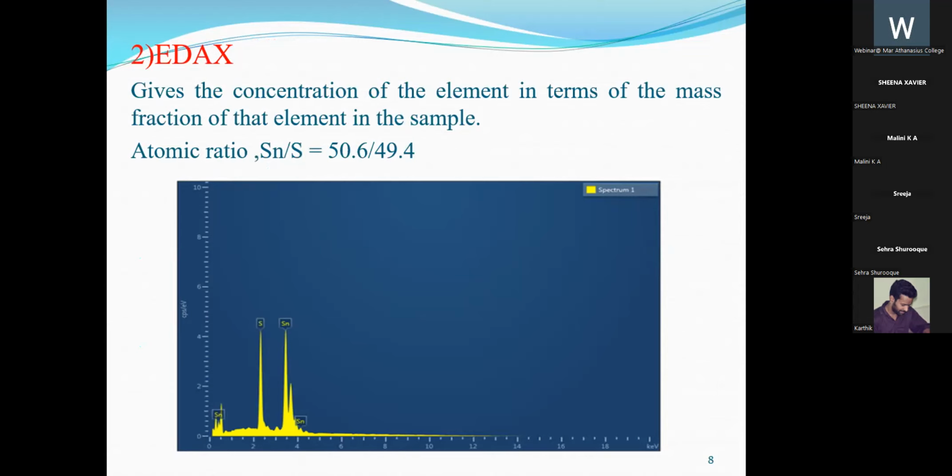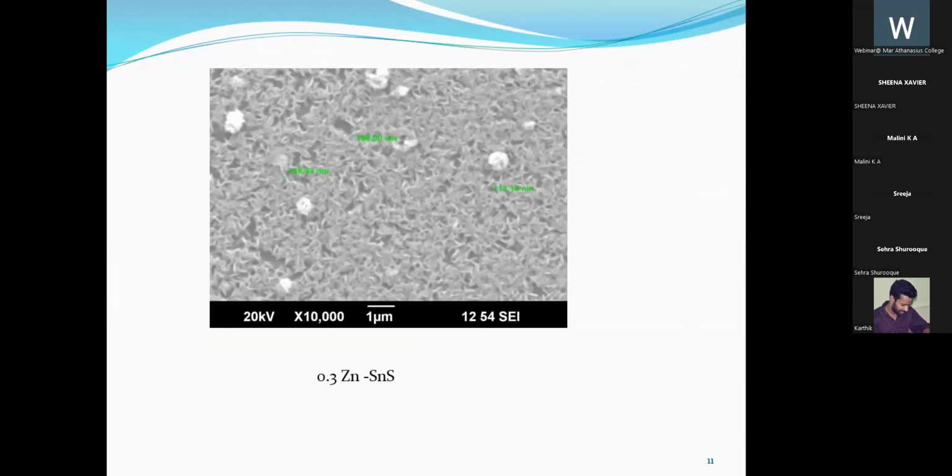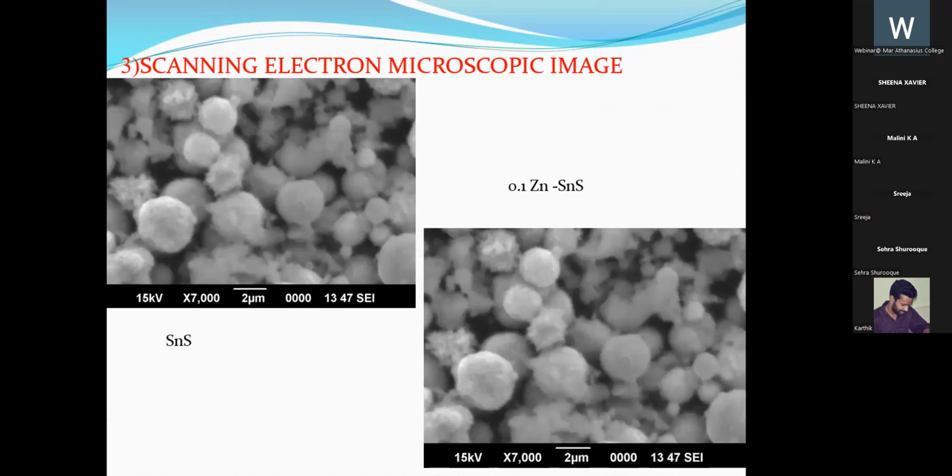Then just show me your SEM. I suppose both the SEMs are the same, or are they different? Yeah, for 0.1 and 0.2 Zn SnS, we got the same film, but for 0.3, it is a granular structure. Okay, and up to 0.2, you have p-type conductivity. Yeah. Okay, so beyond that, you have n-type.